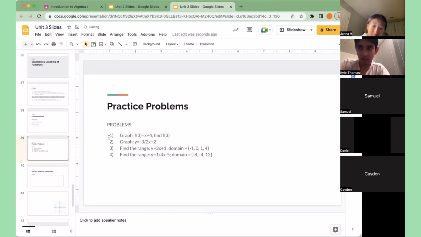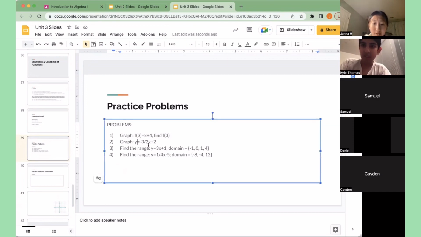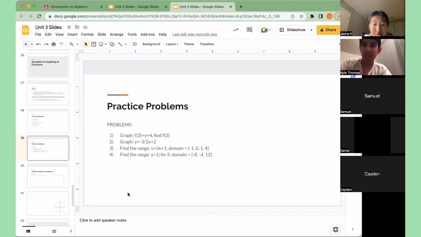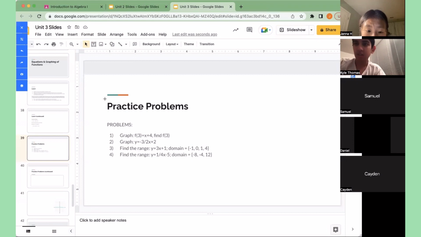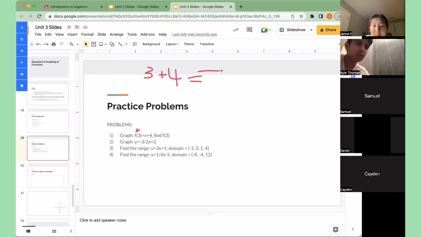Okay. So graph y equals x plus 4, or f of x equals x plus 4, and find what f of 3 is. And I'm going to do the same thing. So f of x here is being replaced with 3. So we want to replace all the other x's with 3. So x plus 4 will turn into 3 plus 4, which is 7.